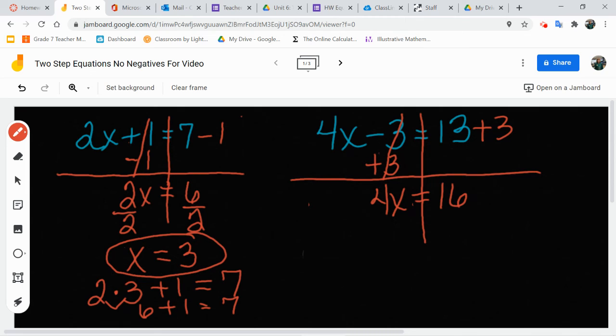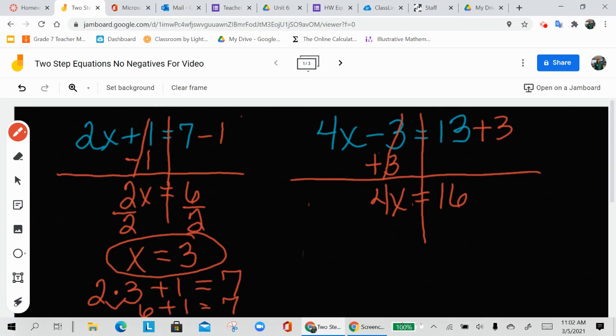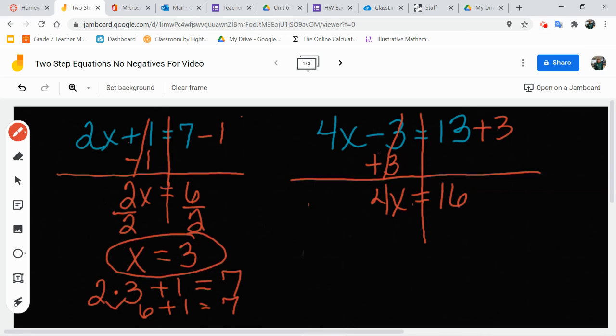Now we just have to undo the last step, which is multiplication. The opposite of multiplying is dividing. So we're going to divide both sides by 4. Divide by 4, divide by 4. When we do that on this side, again, that gives us 4 divided by 4, which is 1x, or x, equals 16 divided by 4 is 4.